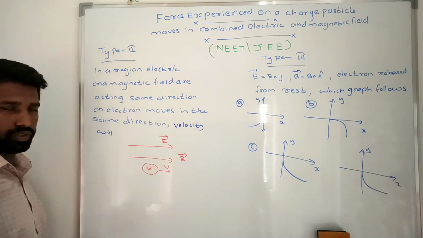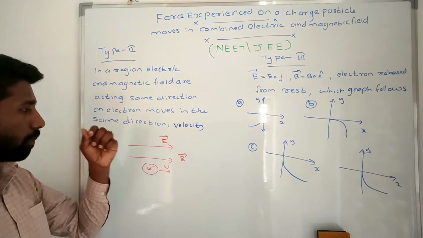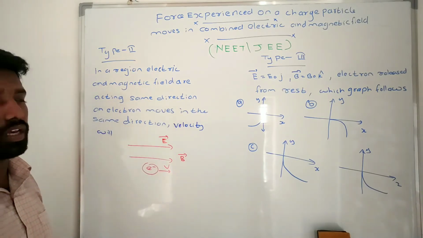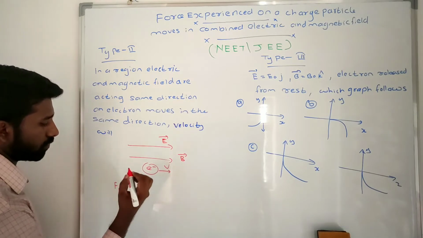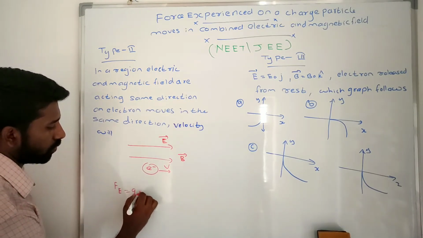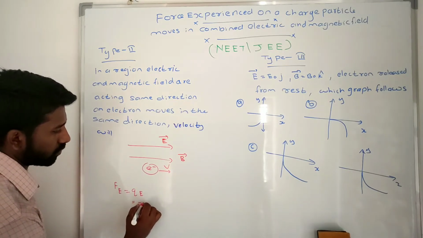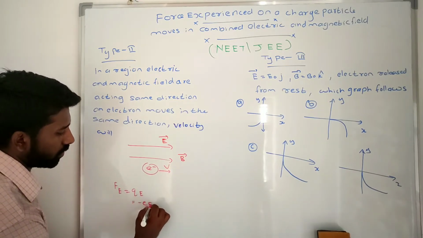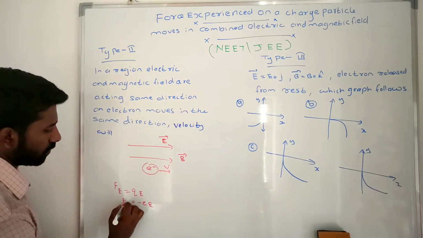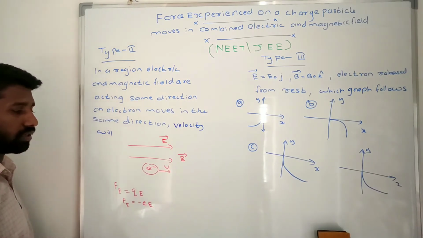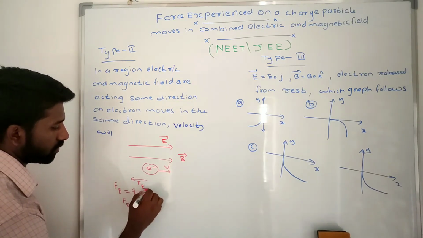What about the velocity? If a charged particle is moving in a combined electric and magnetic field, it will experience electric force and magnetic force. What about the electric force? That is equal to Q into E. Here, what about the Q value? That is the electron charge, minus e, so the force is minus e into E. That means the electrostatic force is acting in the opposite direction. This is the electrostatic force direction.